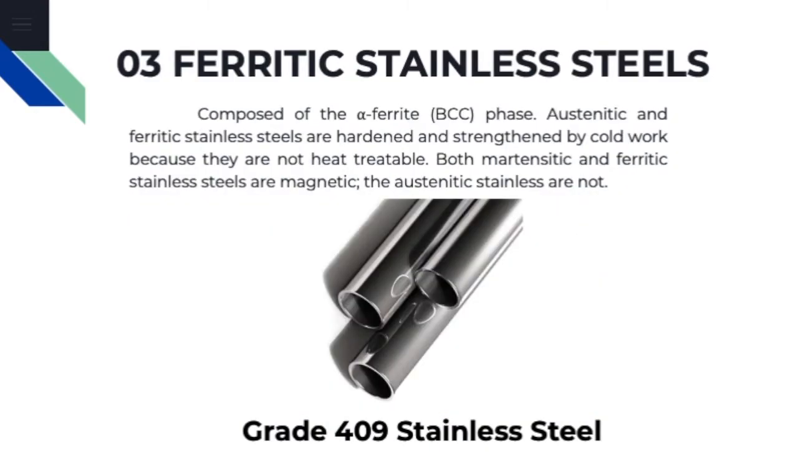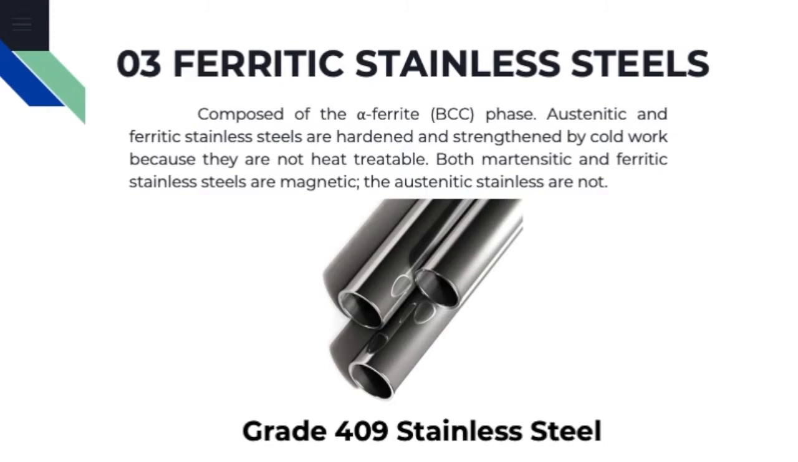So the third is the ferritic stainless steels. Ferritic stainless steels is composed of the alpha ferrite or the BCC phase. As well as the austenitic, hindi sila heat treatable kaya naman para ma-hardened and ma-strengthened ay ang ginagamit ay cold work. Ferritic steels are high chromium magnetic steels that have a low carbon content. It is also known for their good ductility, resistance to corrosion, and stress corrosion cracking. Ferritic steels are commonly used in automotive applications, kitchenware, and industrial equipment.